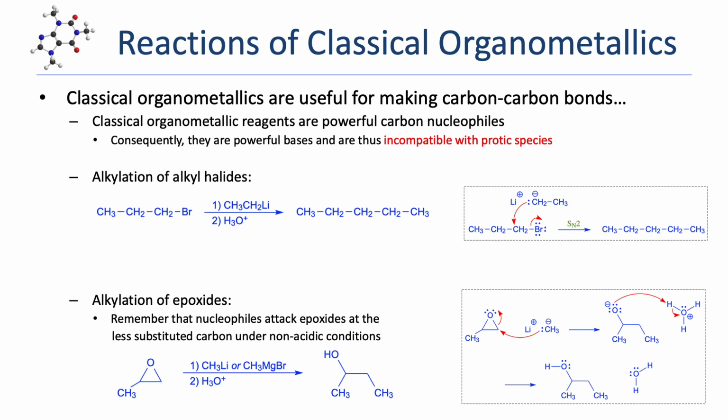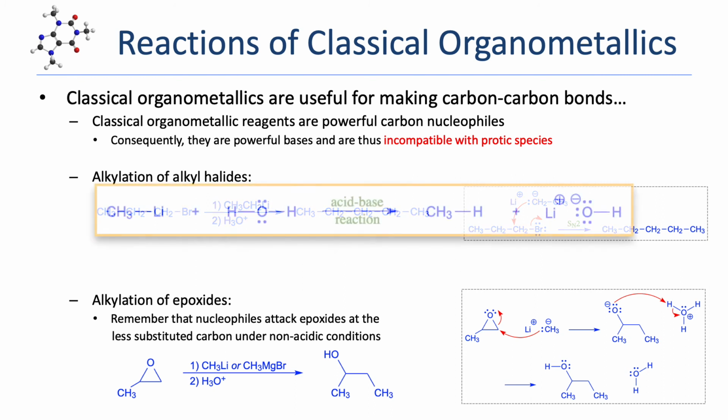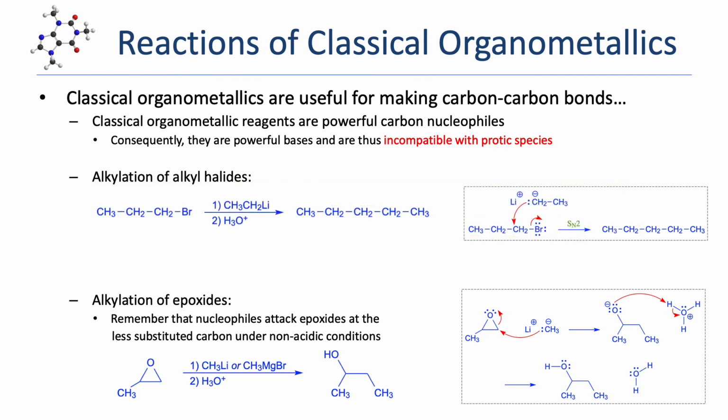Because classical organometallic reagents are powerful nucleophiles, this means that they're also powerful bases. Organolithiums and Grignard reagents are completely incompatible with protic species. Even relatively weak acids like water will quickly react with these classical organometallic reagents, rapidly protonating them and preventing them from any nucleophilic attack. One of the challenges in working with these reagents is that the reactions must be performed under completely anhydrous conditions. Even the smallest amount of moisture can prevent the intended reaction from occurring.